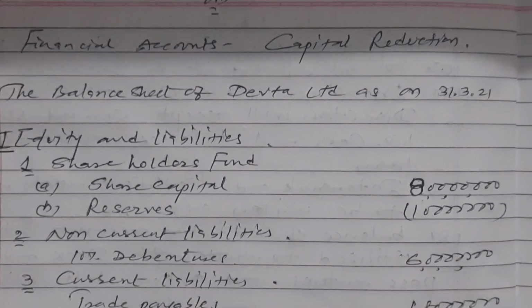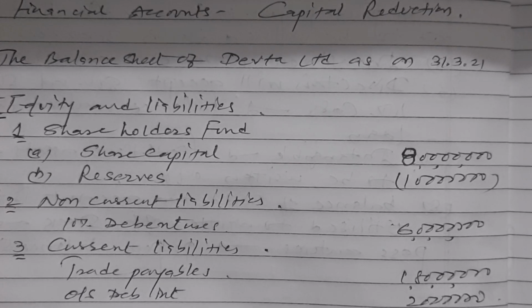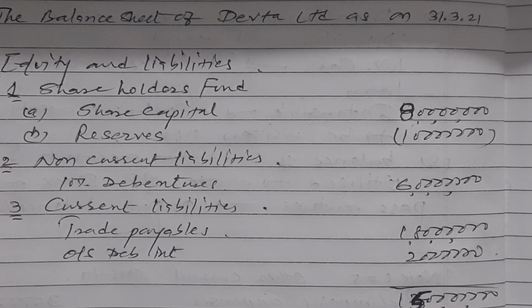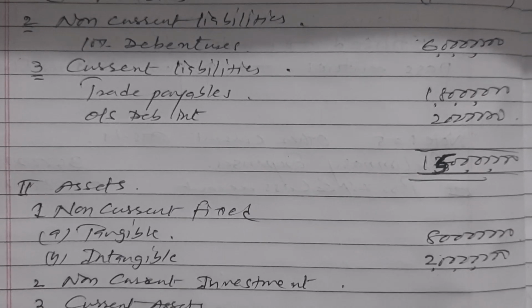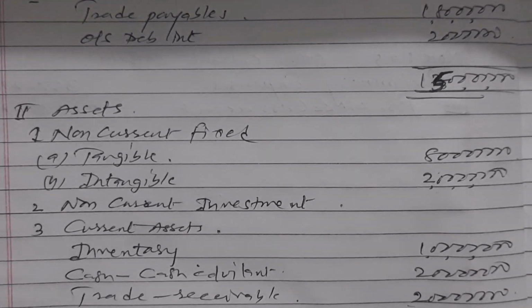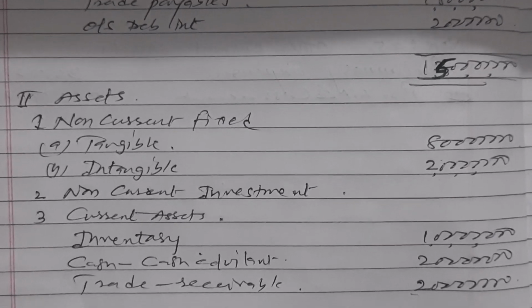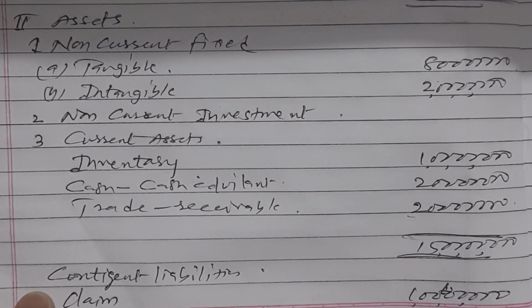Non-current liabilities show 10% debentures of 6 crore. Current liabilities show trade payables 1 crore 80 lakh and outstanding debenture interest 20 lakh. Then on the asset side, non-current fixed assets: tangible 8 crore, intangible 2 crore. While current assets show inventory of 1 crore, cash and cash equivalent 2 crore, trade receivable 2 crore. While contingent liabilities show a claim of 1 crore.